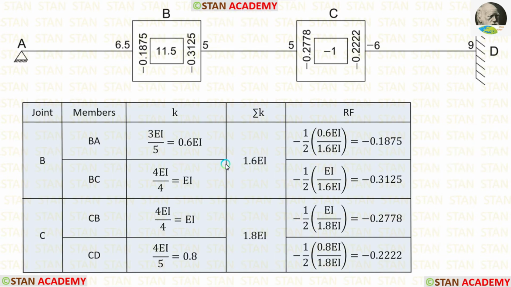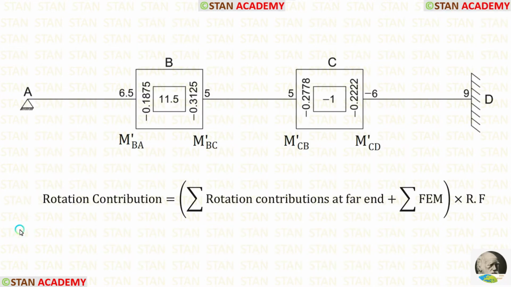Then let us enter the rotation factors. In the joint B and the joint C, we have calculated the rotation factors. Let us enter them. For BA, it is minus 0.1875. For BC, it is minus 0.3125. For CB, it is minus 0.2778. For CD, it is minus 0.2222.